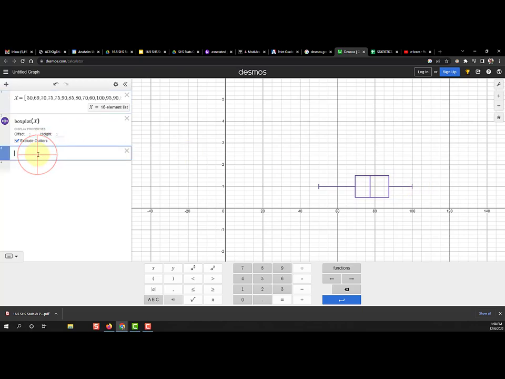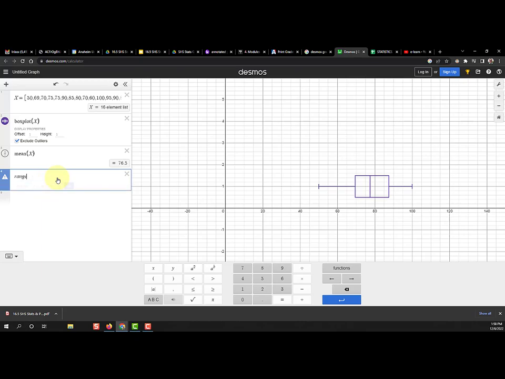The next question asks you for the mean, so you can either type out the word mean or go to functions, stats, and type in the word mean. Capital X, close your parentheses, your answer is 76.5. They're asking you for the range. I've never done this before, let's try it.